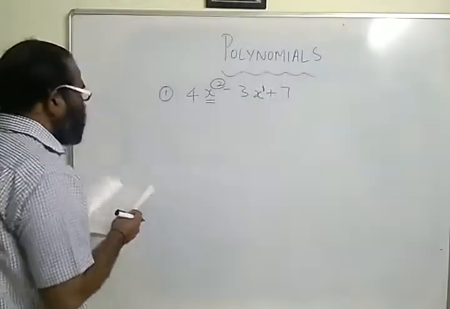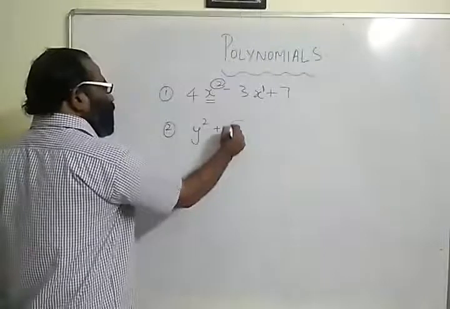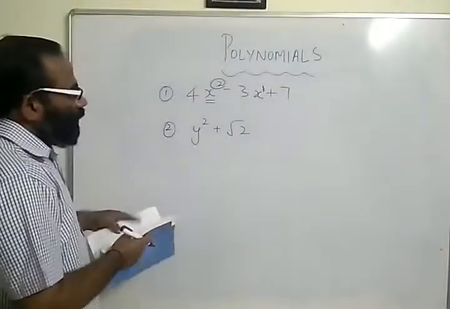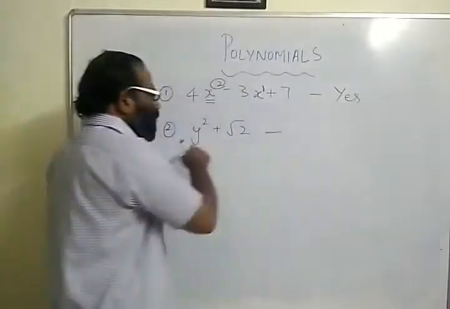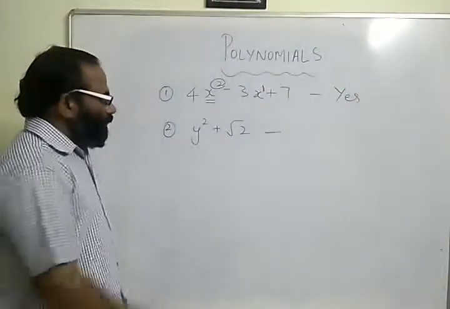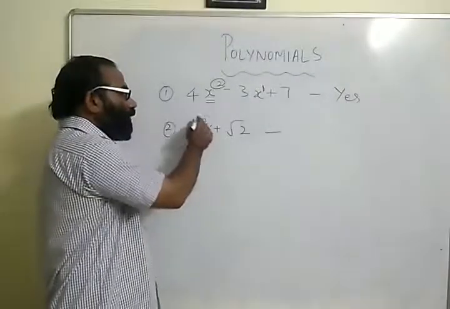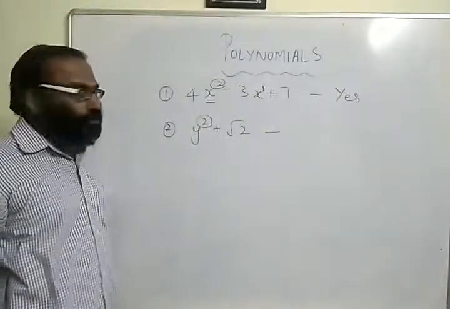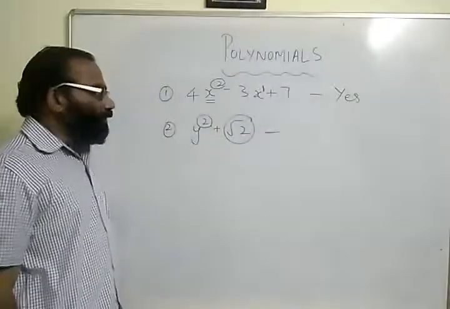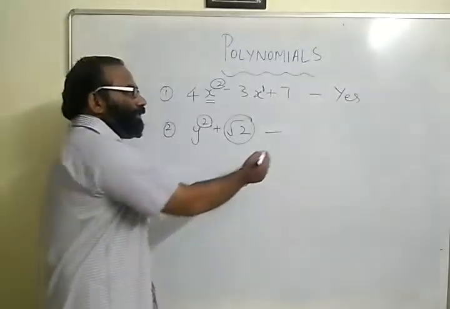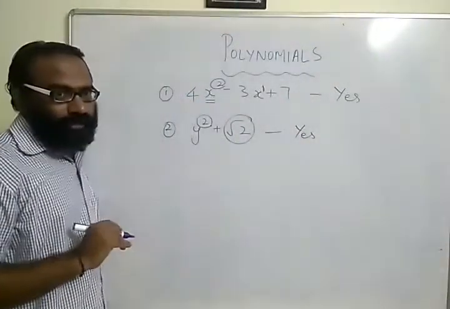Now next, the second, y squared plus root 2. What is the degree of this polynomial? The degree of the polynomial is 2. And root 2 is a constant value. So I can say this is a polynomial in a single variable.